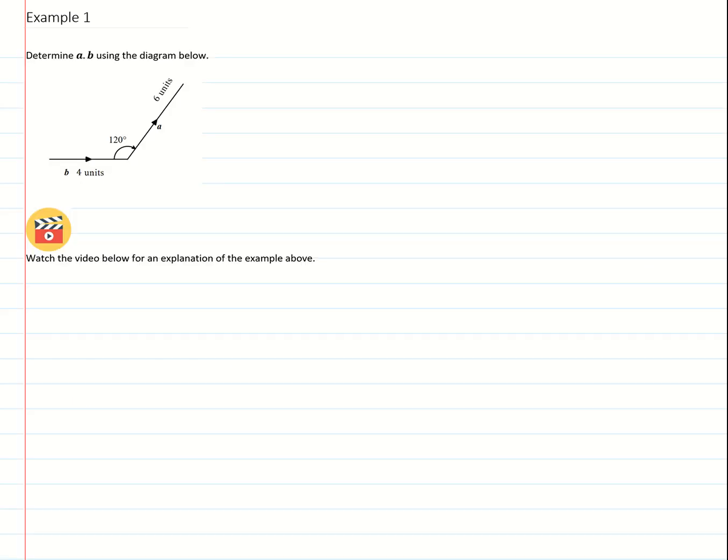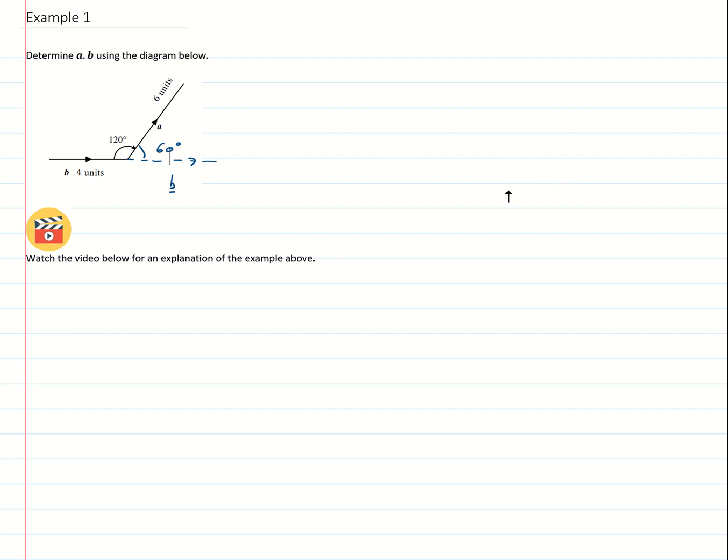But let's go back to the first example that we've got. What we've got is two vectors. Well, first thing I notice is that the two vectors are tip to tail. So 120 degrees isn't the angle between. The angle between the two vectors, if we continue B out here, is actually going to be there, and it's going to be 60 degrees.